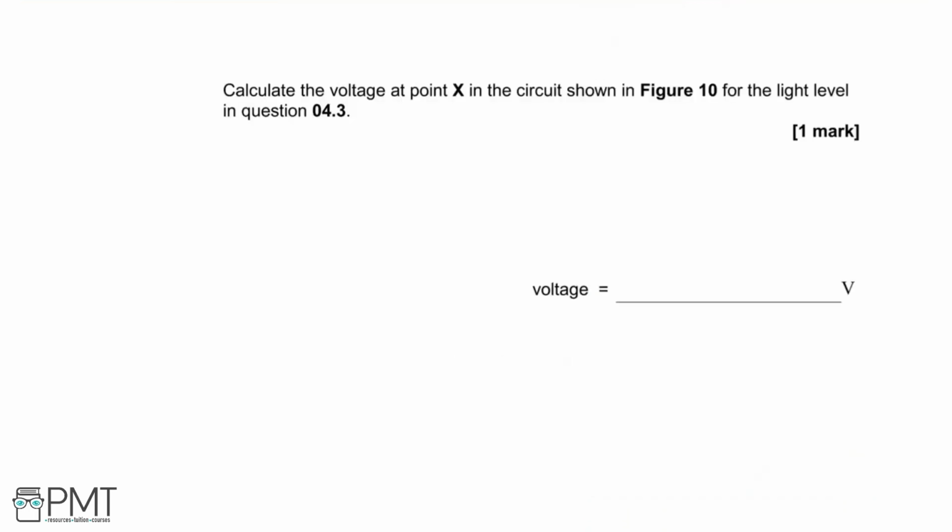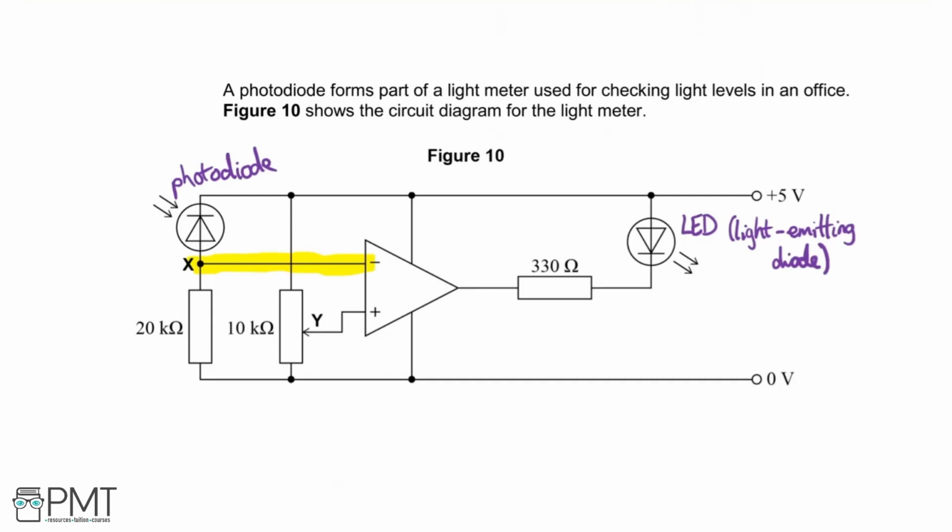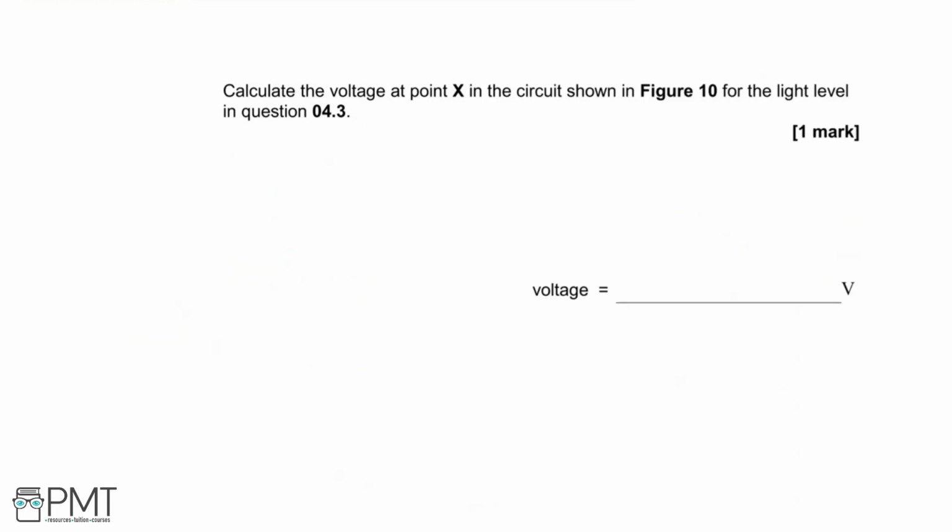Calculate the voltage at point X in the circuit shown in figure 10 for the light level in question 4.3. So let's go back to the diagram. So point X is here in the circuit, and the resistance we're interested in is 20 kilo ohms, and this will give us the potential at X. So we need to use the equation form of Ohm's law. So let's write that equation down first of all, with some labels.